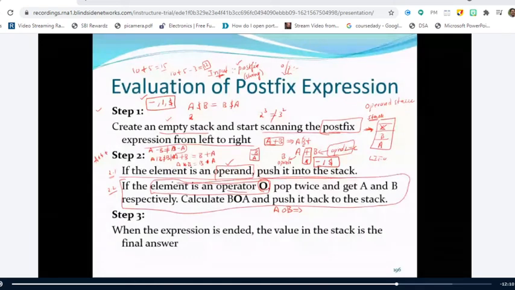Is it clear? Yes, sir. And in the third step, when you reach the end of the expression, the value present in the stack will be the final answer. So shall we solve an example here?